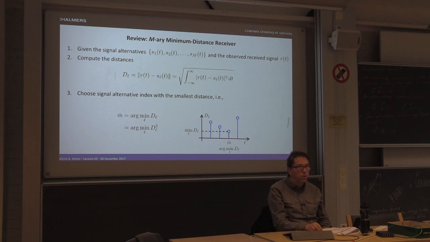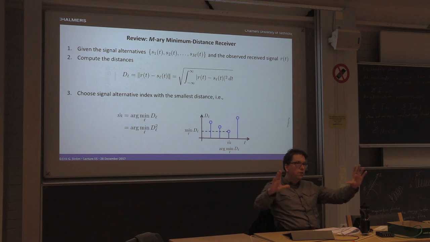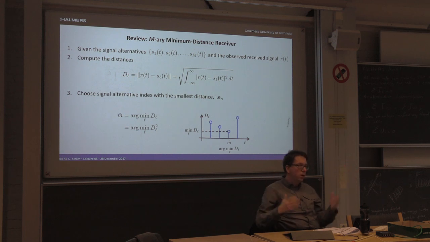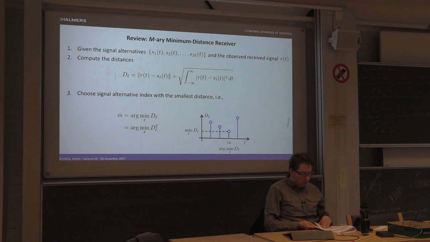Okay, so this is what we want to do. We observe the signal, we find the signal alternative which is the closest match to that. Once we have done that, we have a guess on which signal has been transmitted. Okay? Right.